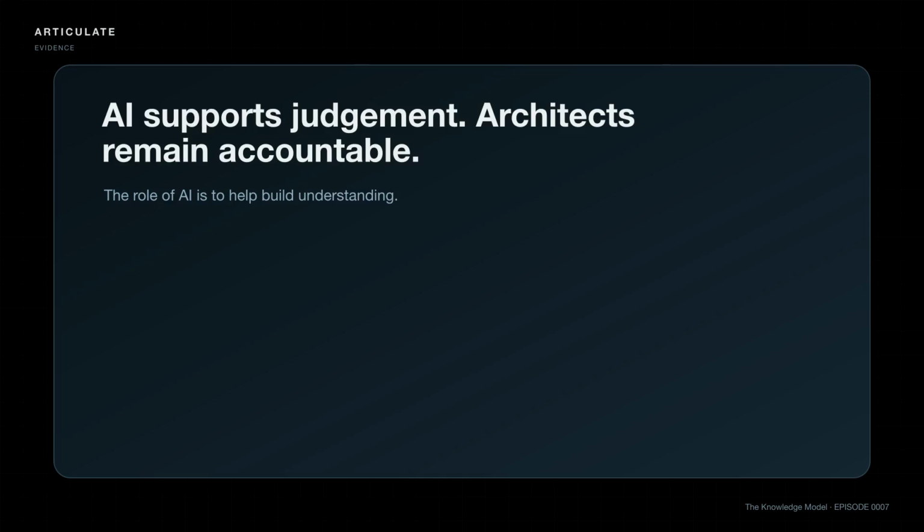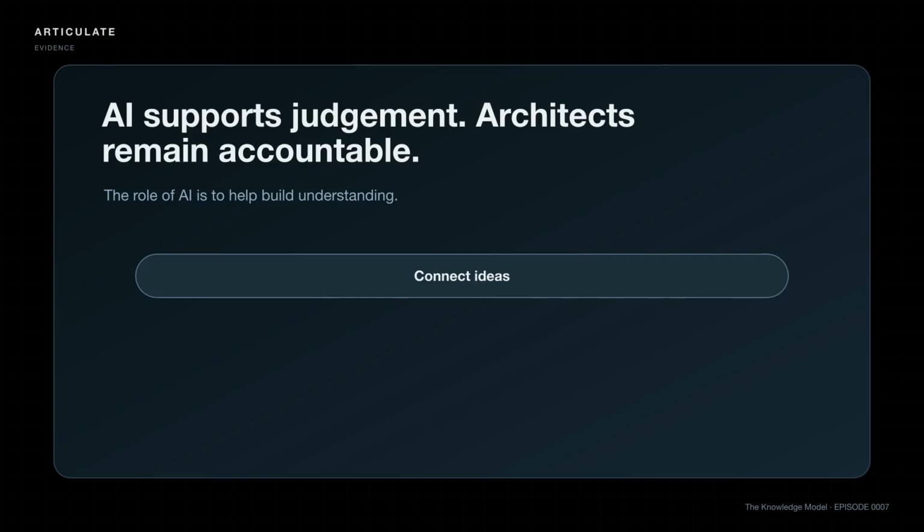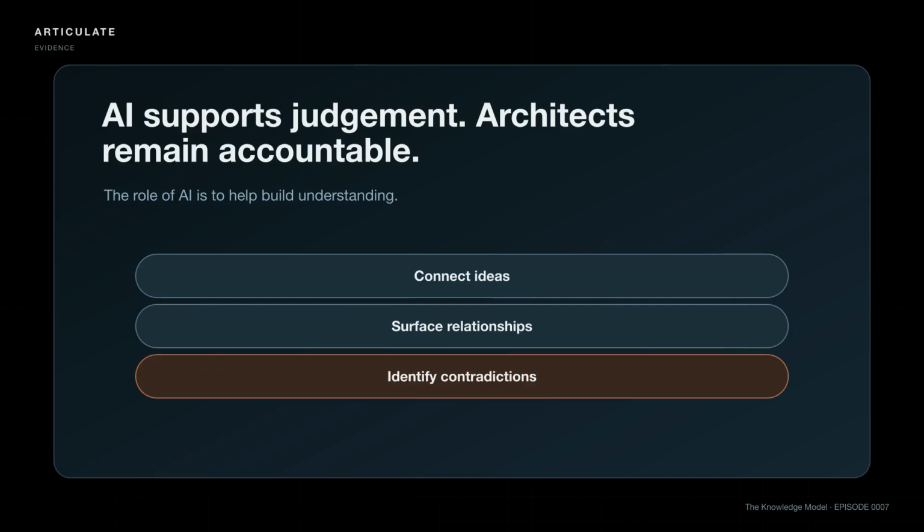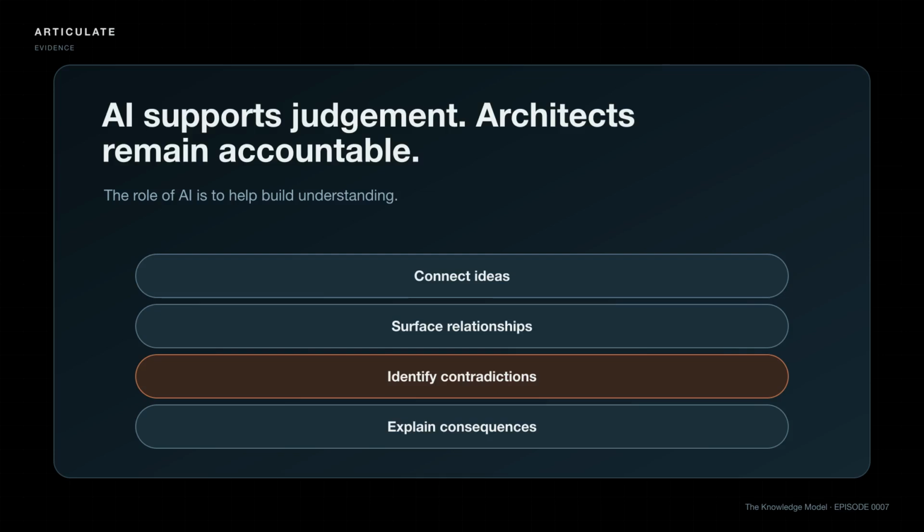That doesn't mean that AI replaces the architect. Far from it. The architect still makes the decisions. The architect still applies judgment. The architect is still accountable for the outcome. The role of AI is to help build understanding, to connect the ideas that might otherwise remain disconnected, to surface the relationships and to identify contradictions, and to explain the consequences of change, and to help architects navigate increasingly complex systems.